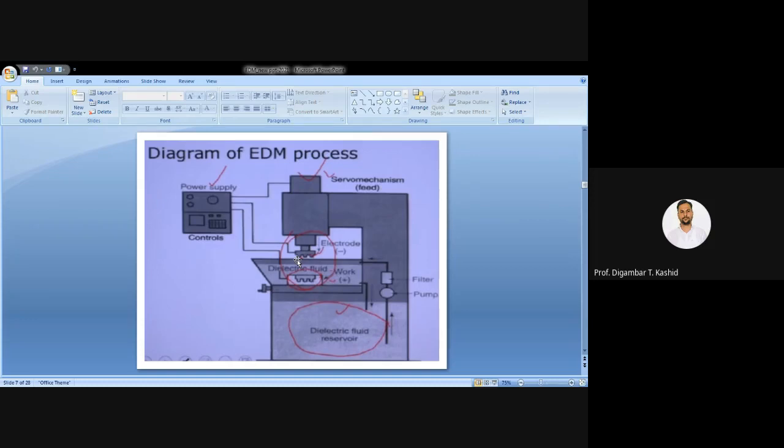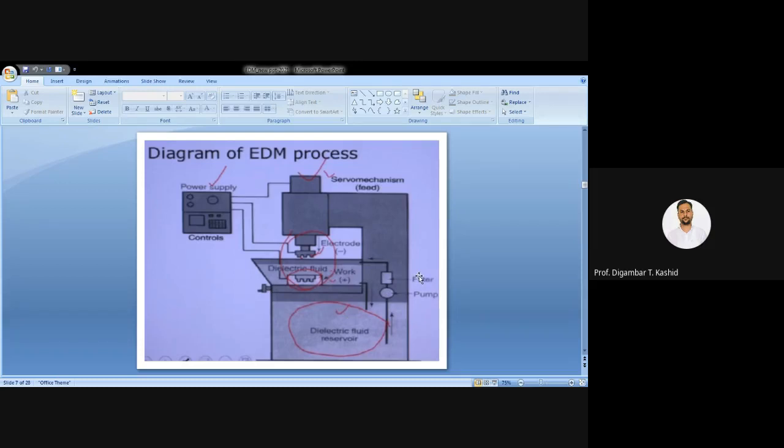Normally, whatever the temperature is, that temperature is maintained. Whatever debris particles or materials are there are removed by the filter system from this dielectric system. Debris particles, or whatever material is removed from your workpiece, will be mixed with your dielectric fluid here. While coming to the reservoir, to remove that debris particle we require this filter unit.